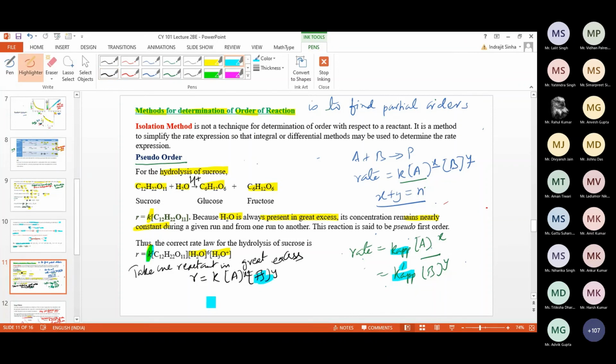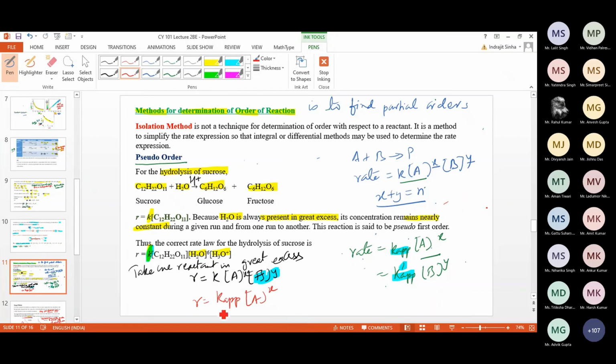Okay, then you have, because B is in great excess, B raised to the power y, this whole expression becomes a constant. So you can write, therefore, k app, because now the k app includes k B raised to the power y, and A raised to the power x. So you can write it like this, okay?